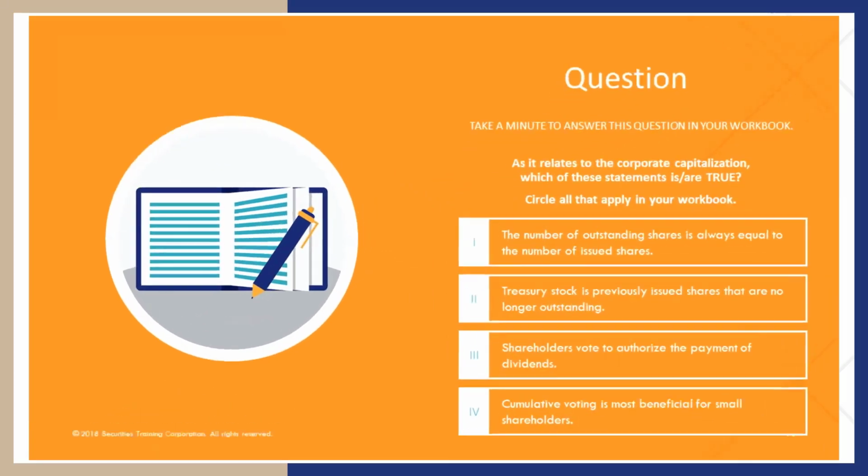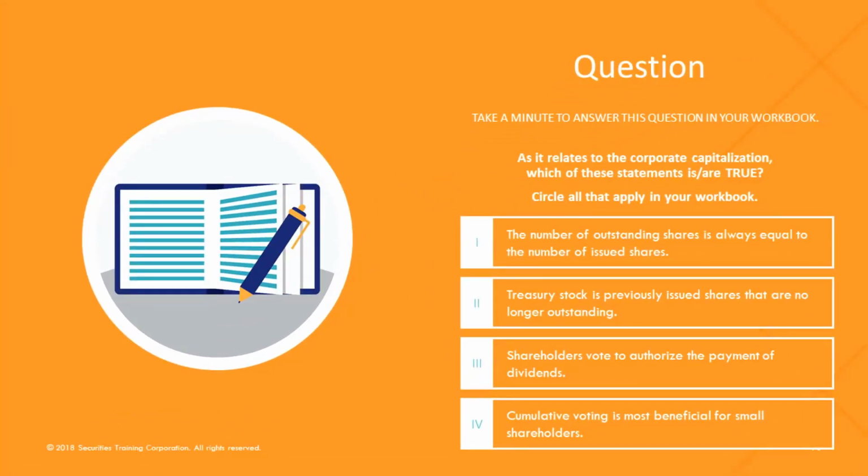Now let's look at a possible question. Take a minute to answer this question in your workbook. As it relates to the corporation capitalization, which of the following statements is or are true? Circle all that apply in your workbook. Number 1, the number of shares outstanding, or the number of outstanding shares, is always equal to the number of issued shares. True or not true?